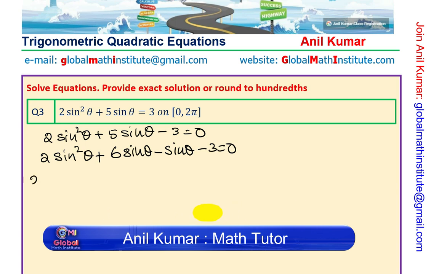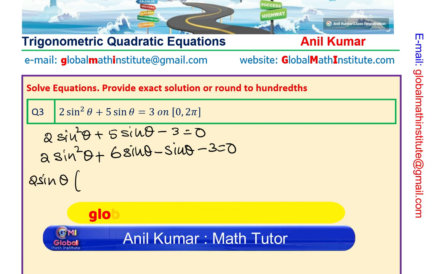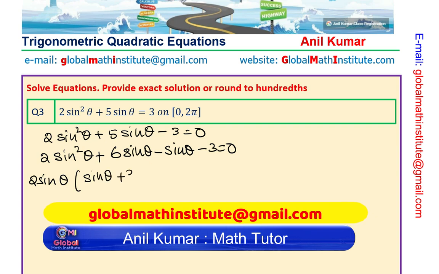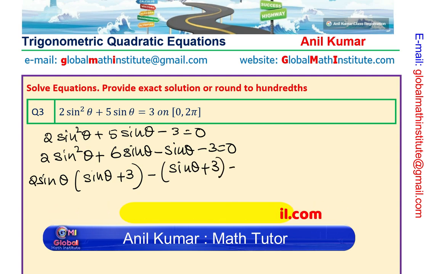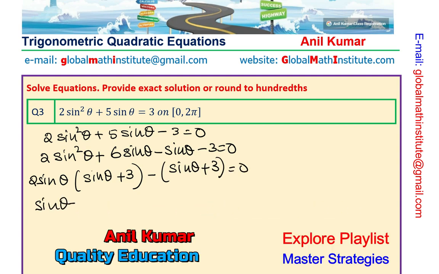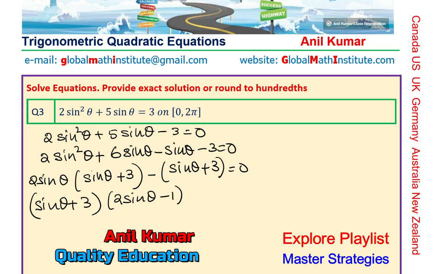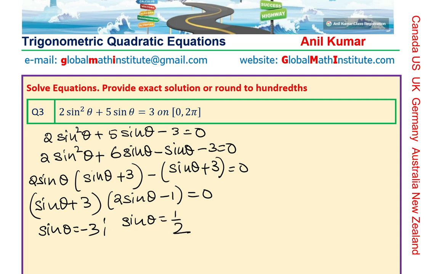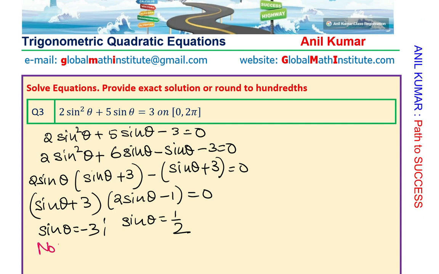And now we are going to take 2 sine theta common in the first two factors, giving us sine theta plus 3, minus common gives us sine theta plus 3 equals to 0. Now sine theta plus 3 is common factor, and we are left with 2 sine theta minus 1 equals to 0. So this gives us sine theta equals to minus 3, and the other one gives us sine theta equals to half. Now sine theta value can be between minus 1 and plus 1, so there is no solution for this one, right? Not valid.